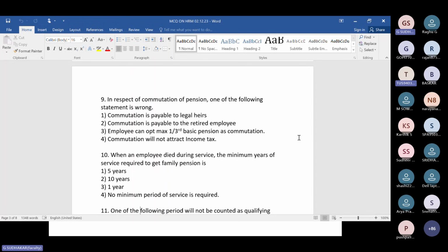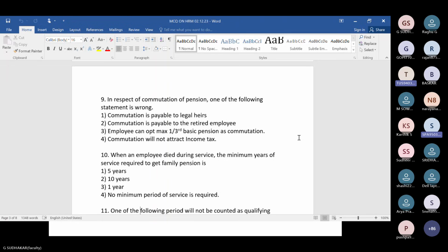So commutation is payable to legal heirs. In income tax, you need to show it in the return, but there is no tax on that. TDS will not be deducted. It will not attract income tax. Just show it, so it will be nullified in the income tax returns. So the correct answer is right, sir.